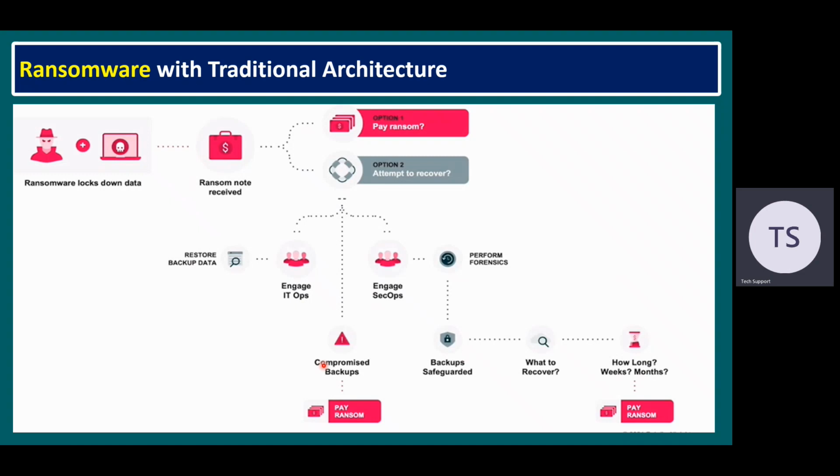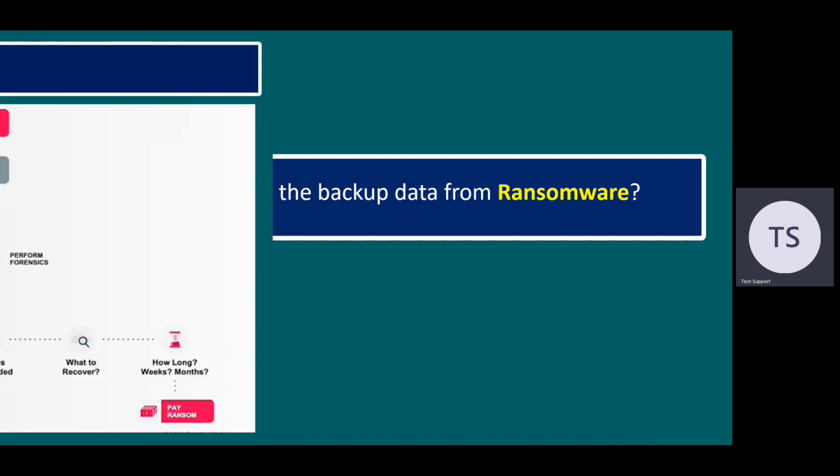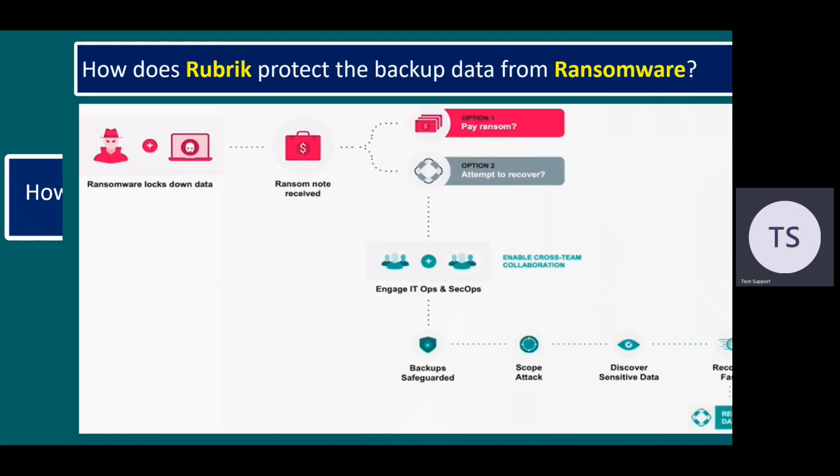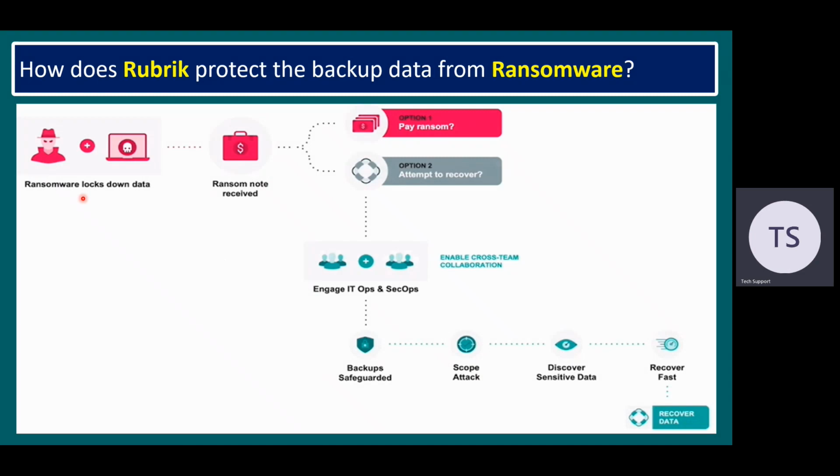Now let's talk about how Rubrik protects the backups from ransomware. In this scenario, let's say ransomware locks down the production data. A ransom note is received, and we have two options. Option one, pay the ransom, and option two, attempt to recover. Before attempting to recover, we commonly engage our internal team, then the IT operations team and the security operations team, and enable cross-team collaboration.